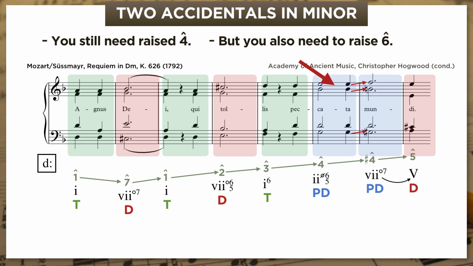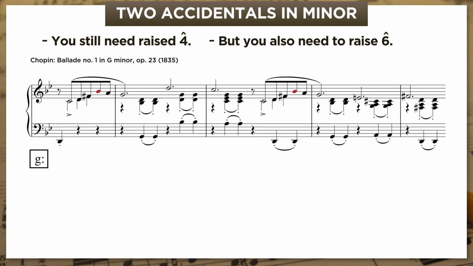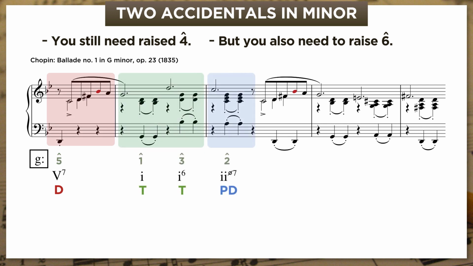Here's something else I like. When that raised scale degree 6 is in the melody, it can add a kind of harmonic brightness we don't normally get in minor. Here is the main theme of Chopin's first ballade. It uses 2 parallel phrases, and the first one starts with a dominant pickup, then tonic, and ends on a predominant.